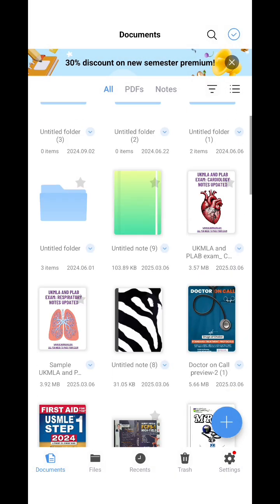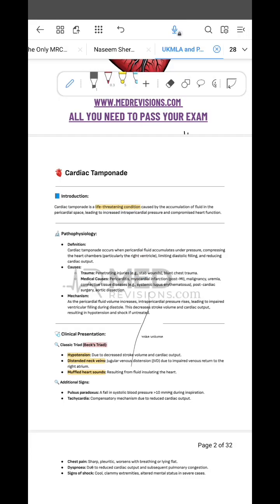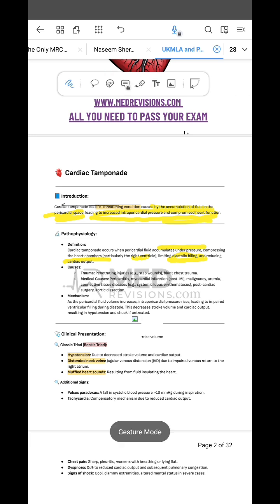So let's go to our notes. Cardiac tamponade is a life-threatening condition in which fluid accumulates in the pericardial space, leading to increased intra-pericardial pressure and a compromised heart. By definition, it is pericardial fluid accumulation under pressure compressing the heart chambers, particularly the right ventricle, leading to impaired diastolic filling and reducing cardiac output.